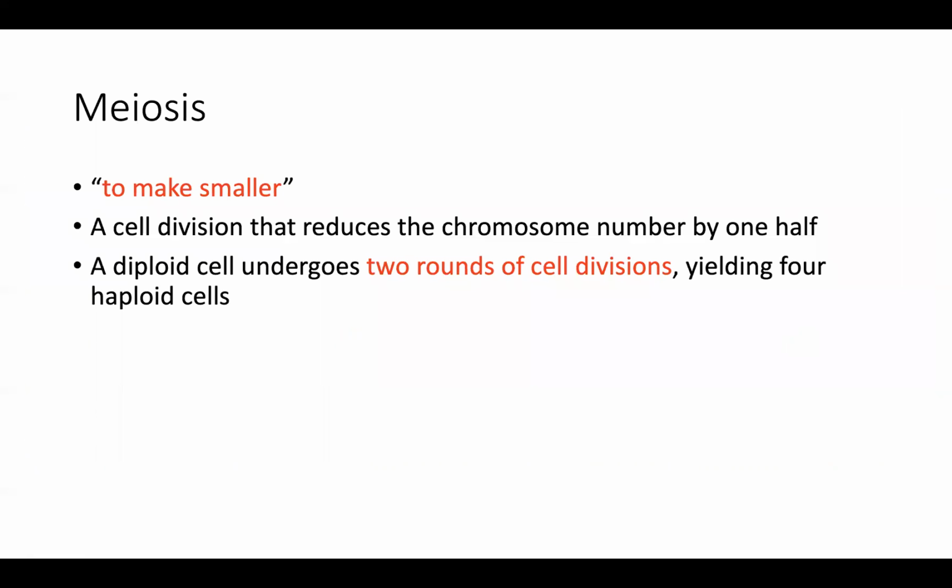So meiosis, let's look at how we actually get these gametes being made. Meiosis literally means to make smaller. Jot that down. To make smaller. Meiosis is referred to as a reductive cell division because it reduces the chromosome number by 1/2. We start with diploid cells, and they undergo 2 rounds of cell division that end up making 4 haploid daughter cells.